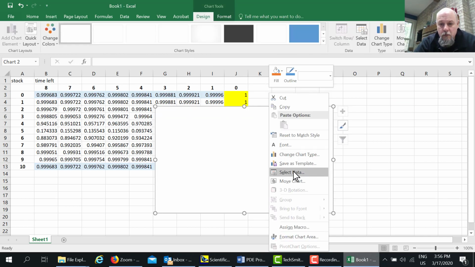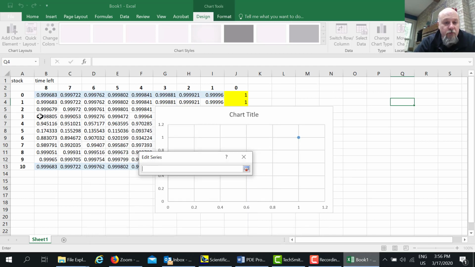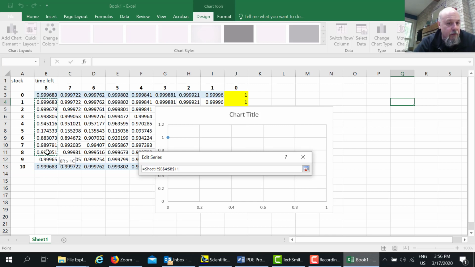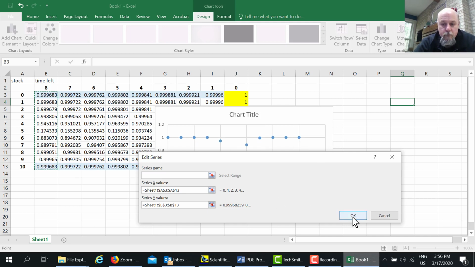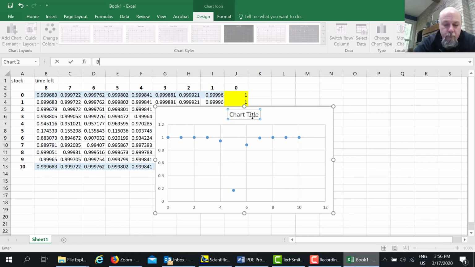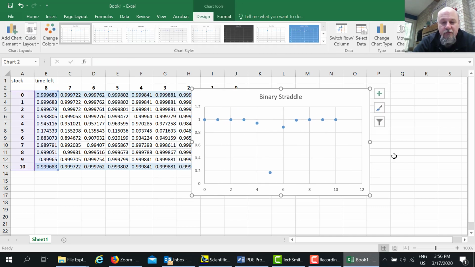Now the X values are going to be the stock values, and the Y values are going to be the values of that option. So now here's what I thought I was typing in, binary straddle. Was I? Yes, I was. So now there's the value of the option as dots.